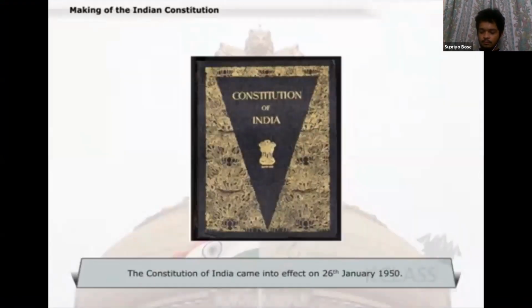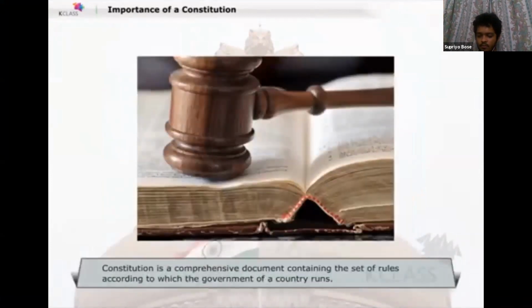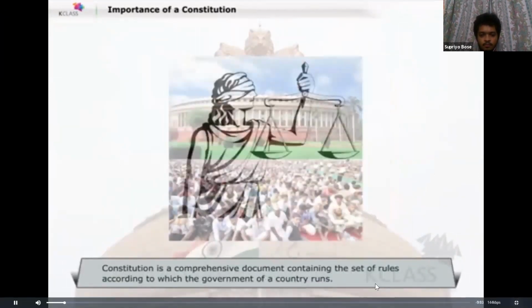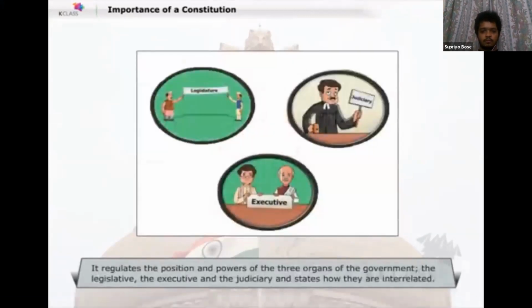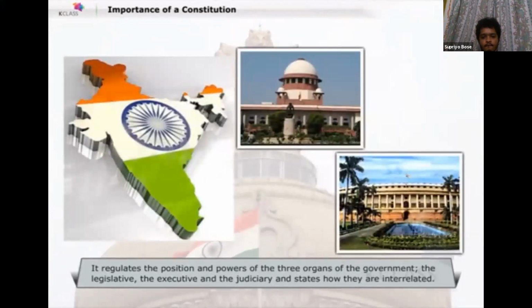The Constitution of India came into effect on 26 January 1950 when India became a sovereign democratic republic. The Constitution is a comprehensive document containing the set of rules according to which the government of a country runs. It regulates the position and powers of three organs of the government: the legislative, the executive, and the judiciary, and states how they are interrelated.